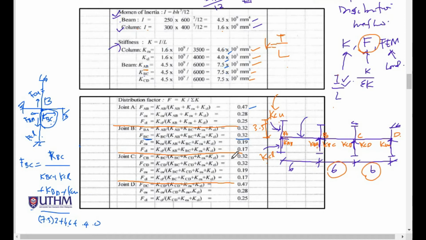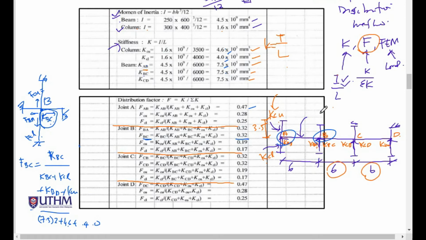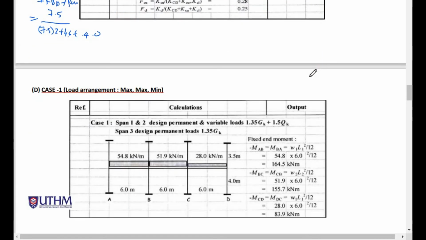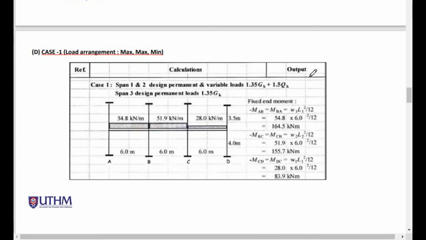So later you can check for each distribution factor. I show you two examples only, at B and also A. We have determined the distribution factor. Next, we proceed with case 1, case 2, case 3 to determine the shear and also moment.